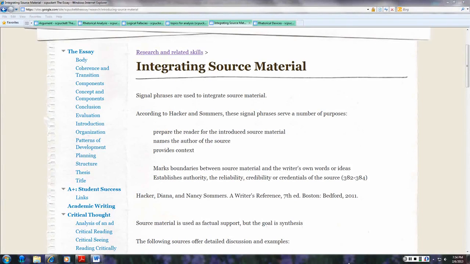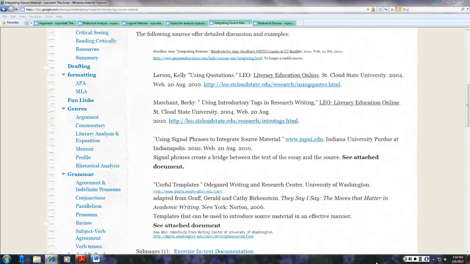When we go to the essay website and we see the integrating source material, again, there is information from A Writer's Reference as to how integrating source material helps the reader understand that borrowed material is going to follow the signal phrase. It provides the name of the author, provides a context, and marks boundaries. In addition, there are a number of resources that reference integrating sources, using quotations, using introductory tags, which would be another way of saying a signal phrase, specific links to specific universities and useful templates. All of these are places that you can go to see how to effectively integrate sources by using signal phrases.